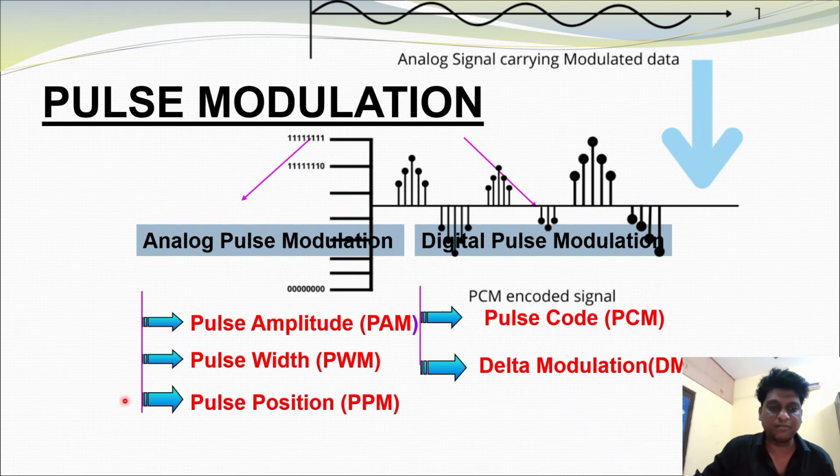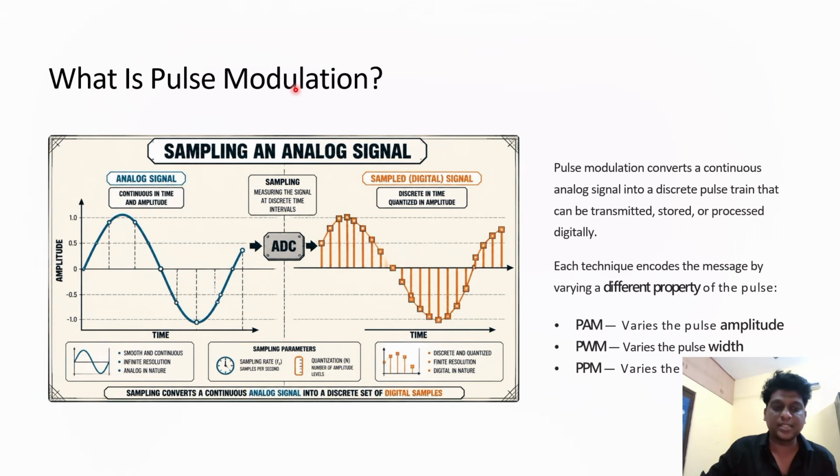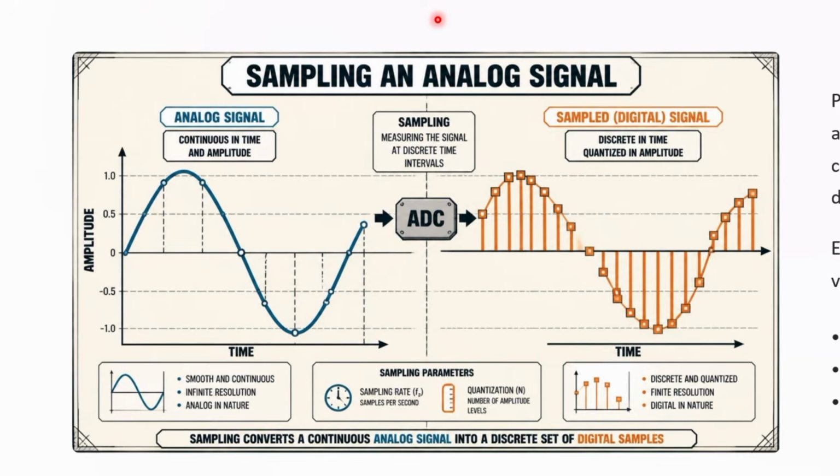Pulse modulation converts a continuous analog signal into a train of pulses so that it can be transmitted, stored or processed by electronic systems. It takes a continuous time signal like a voice waveform and represents it as a sequence of pulses. Each technique changes a different property of the pulse to represent the information.